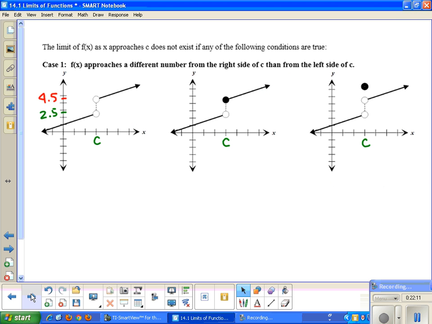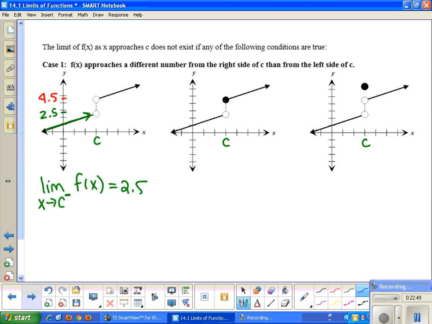Now, the limit of a function, f of x, as x approaches c does not exist if any of the following conditions are true. So the first case is f of x approaches a different number from the right side of c rather than from the left side of c. So if we look here, now for this function, this is what we were just talking about. As I approach my graph from the left side, notice I'm approaching y values of 2.5. So we could write that as the limit as x approaches c from the left side, which we would write a little minus there for this function, would be equal to a value of 2.5.